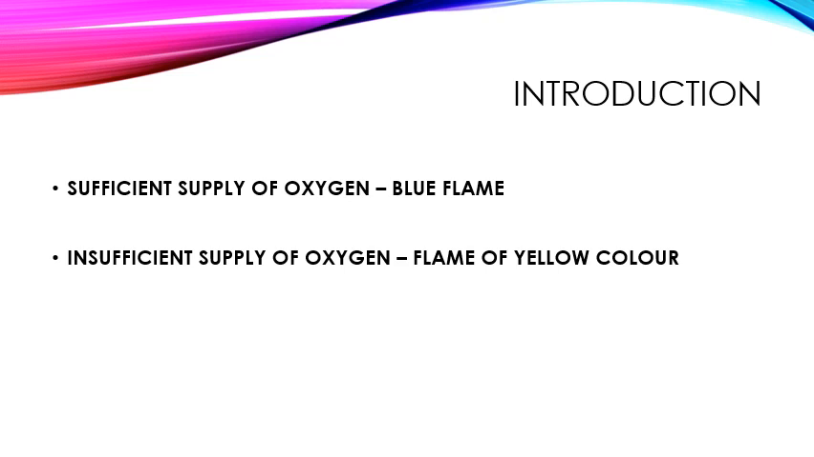Charcoal does not vaporize and burns without a flame, producing a glow. When there is a sufficient supply of oxygen, the substances burn completely, producing a non-luminous or blue flame. You would have seen LPG burn with a blue flame. However, in an insufficient supply of oxygen, a flame of yellow color is obtained. This is because of the glowing of unburnt carbon atoms.